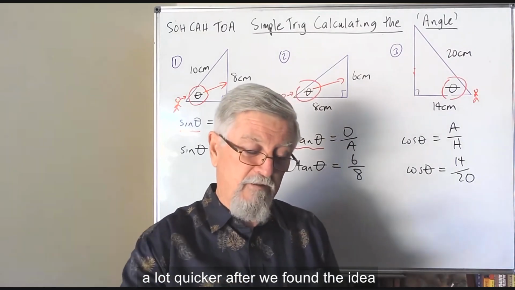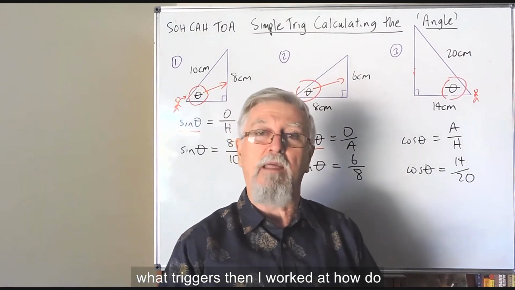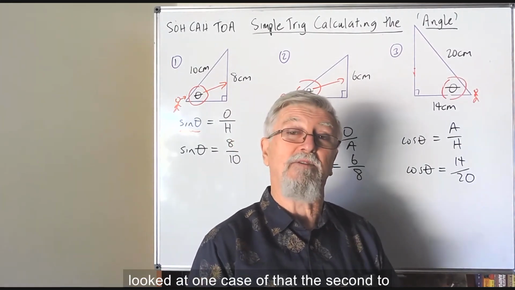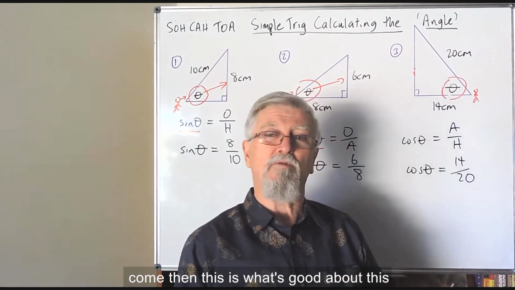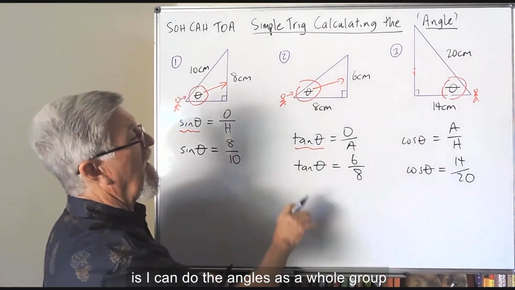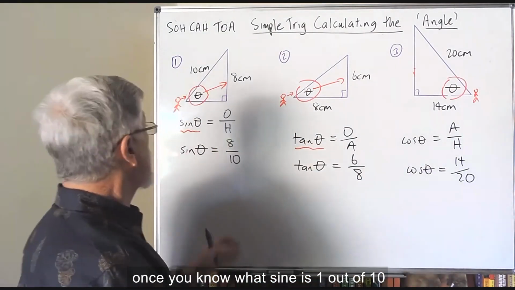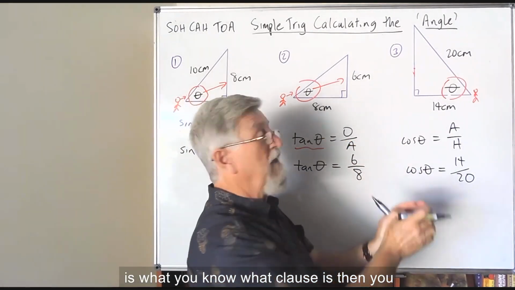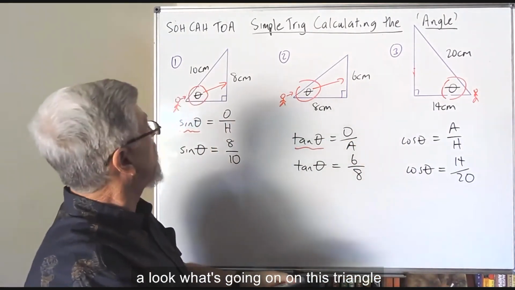After we found the idea of what trig is, then I worked out how you get the length of a side. I've only looked at one case of that so far. What's good about this is I can do the angles as a whole group. Once you know what sine is, what tan is, and what cos is, you can do all three in one go. So let's have a look at what's going on.